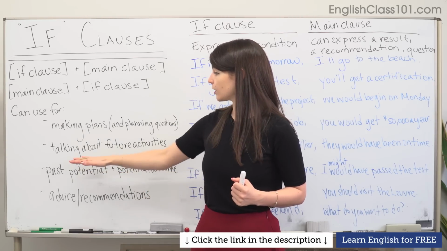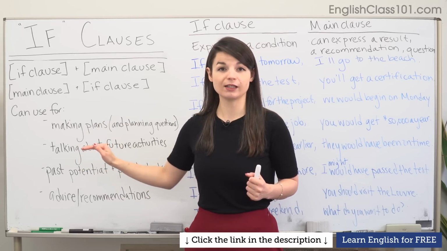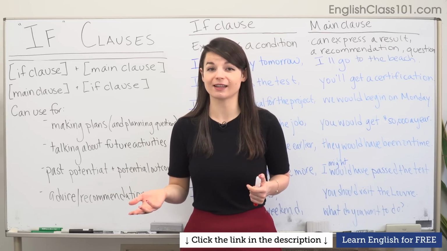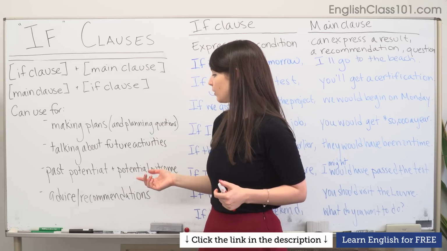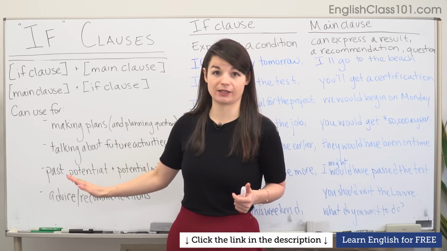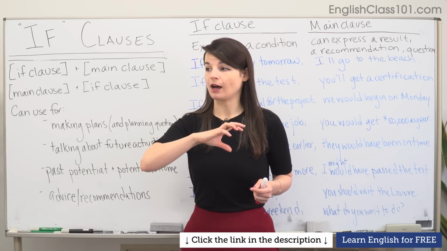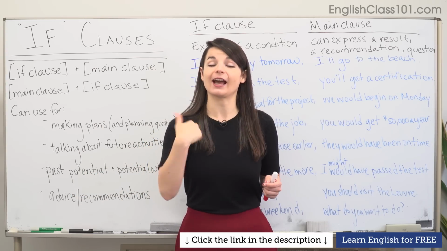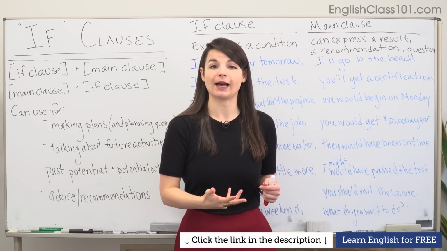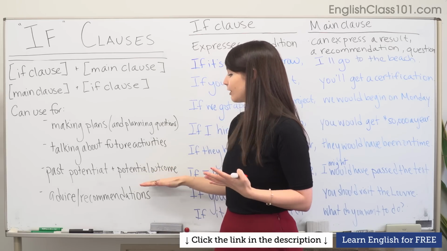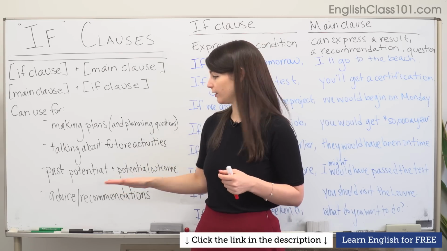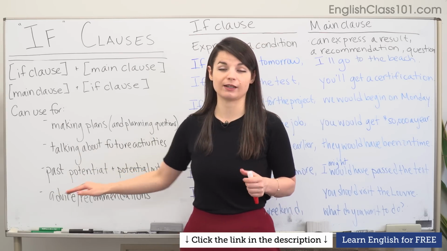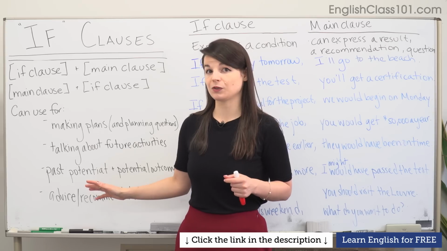We can use these for talking about our future activities, so potential activities in the future. We can use it for talking about past potential, so things different in the past, an action done differently in the past, and the potential different outcome in the future. This is a very complex grammar point, I think, but this is very, very useful.